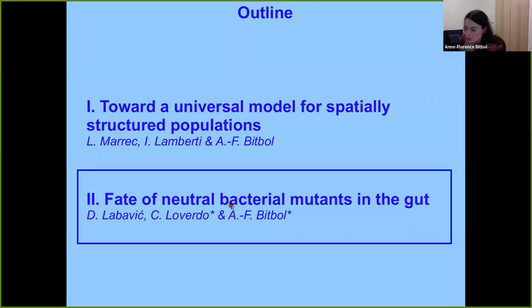Thank you very much. So, okay, let me move on to my second part now. The second part is going to be a more concrete case of spatial structure. We are going to talk about the fate of bacterial mutants in the gut, specifically focusing on neutral bacterial mutants for now. This is joint work with my close collaborator, Claude Loverdeau from Paris, Sorbonne University, and with our postdoc, Darka Labevich.